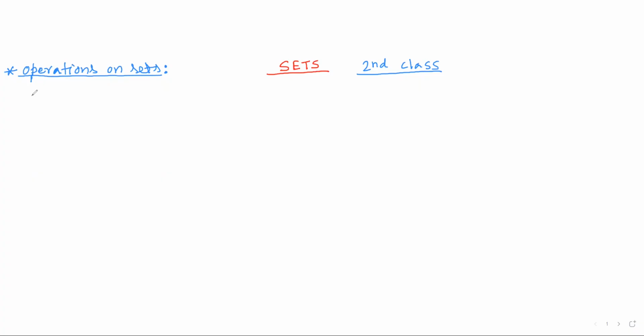This is the second class of sets. Today I'll discuss set operations. Different types of set operations are there. The first operation is union.